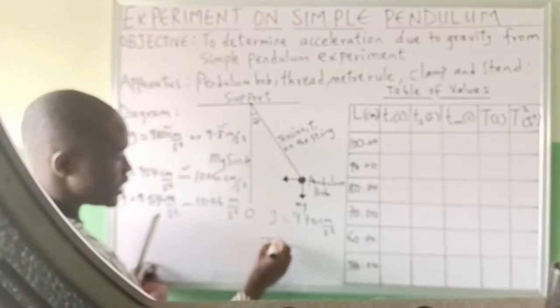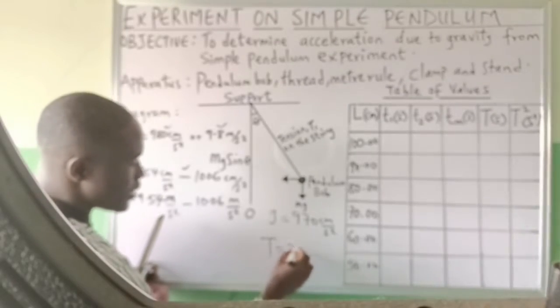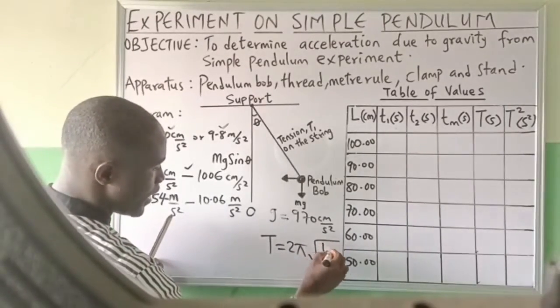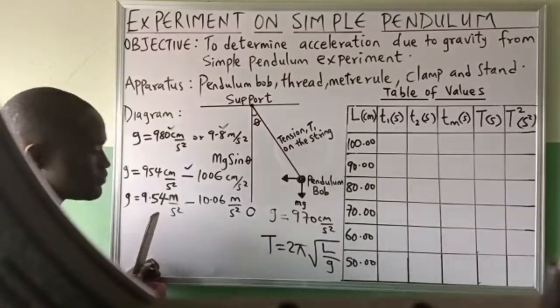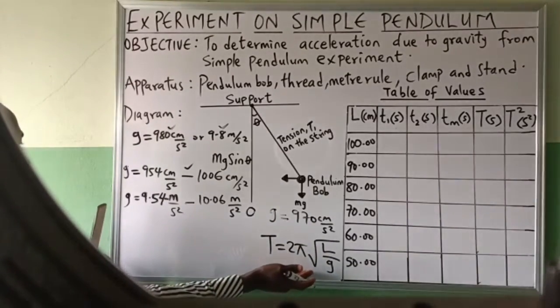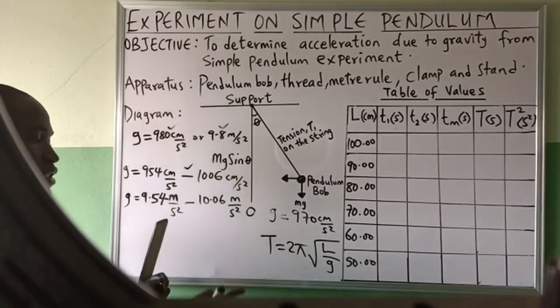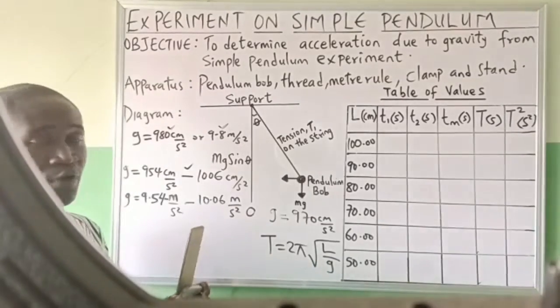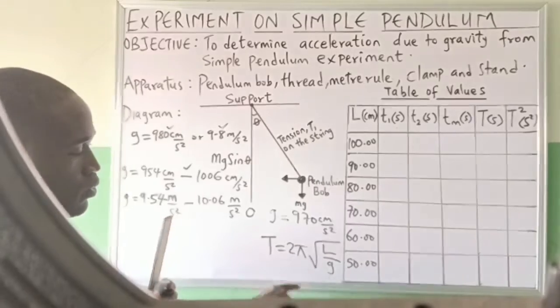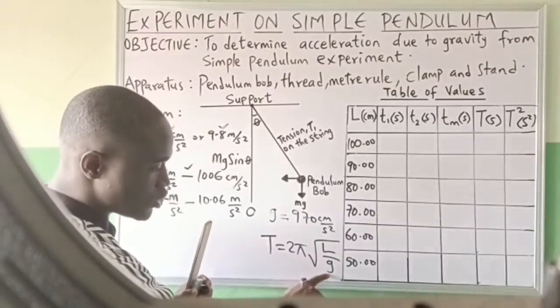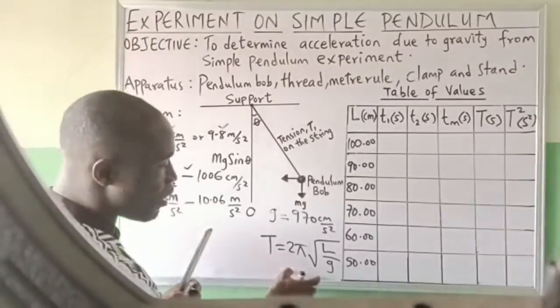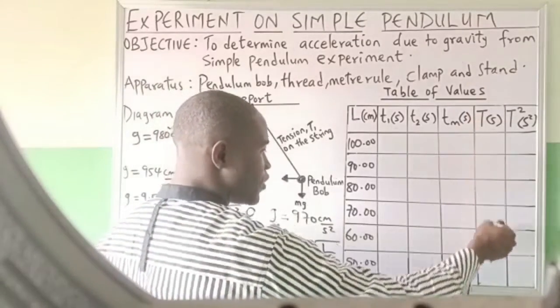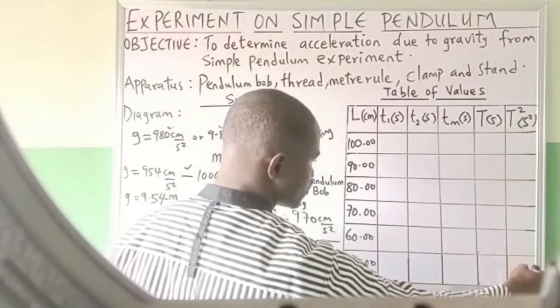Now my T is equal to 2 pi root L over g. Look at the formula for our g. This formula, we knew it before now from our simple pendulum topic. So this is length and this is acceleration due to gravity. With this formula, we will be getting the value for T and value for T squared.